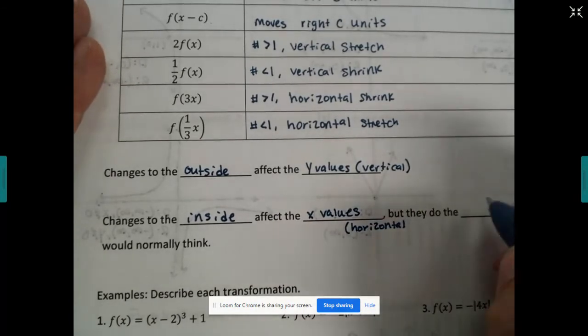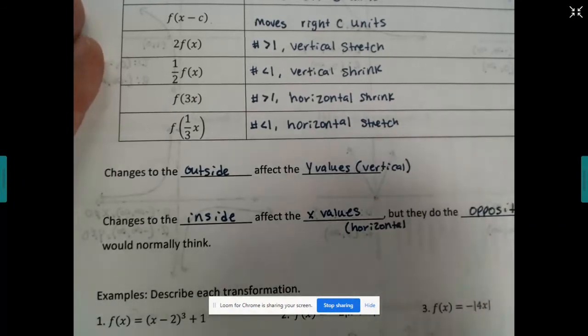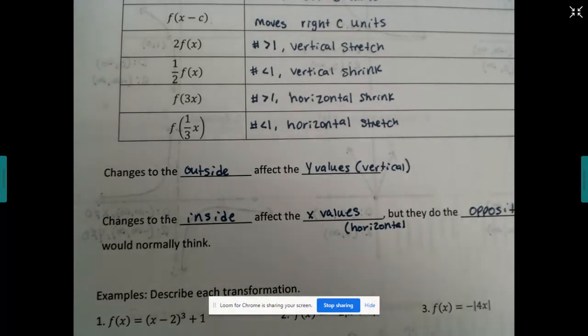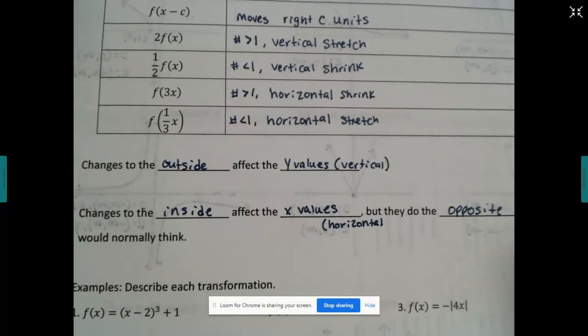But you have to remember that they do the opposite of what you would normally think. And again, that's all about the solving. You know, when you're solving for x, you do the opposite to move everything to one side. And so that's why that happens.